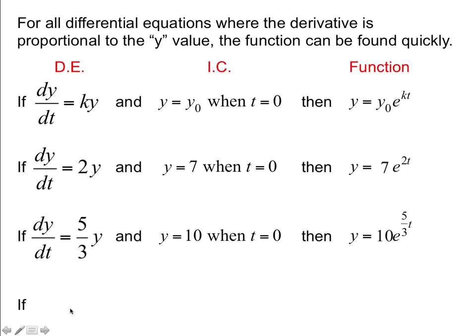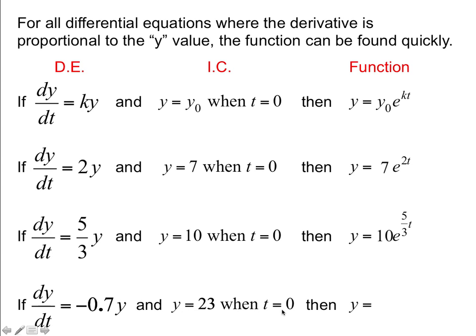Okay, and let's try that last example. Here's a negative proportionality constant, and that's okay. Negative just means we have decay instead of growth. Our initial condition here is we start with 23 of something, and it's going to decay. Then our function that describes that decay is going to be 23e to the negative 0.7t.